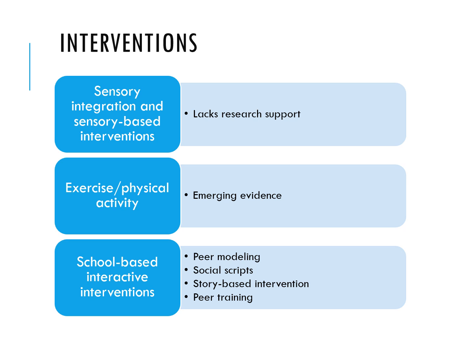Exercise and physical activity has emerging evidence, especially related to sensory processing and being able to improve balance to decrease the stereotypical clumsiness that's associated with autism. And school-based interactive interventions where there are peer interactions can be extremely helpful in this population, including peer modeling utilizing social scripts, story-based interventions, and peer training. And that's going to focus more on the behavioral aspects than the motor aspects of autism. But again, if motor processing is factoring into the behavioral aspects, we can often treat those things in tandem.